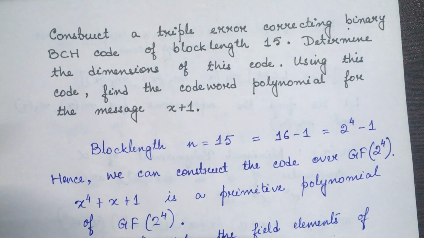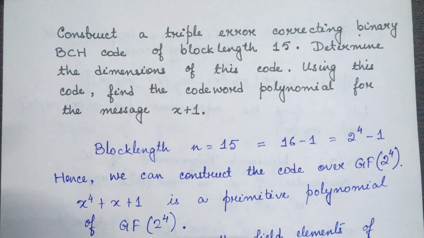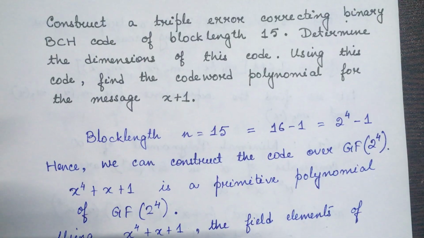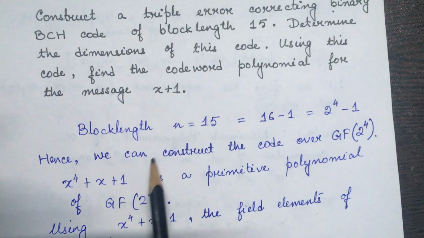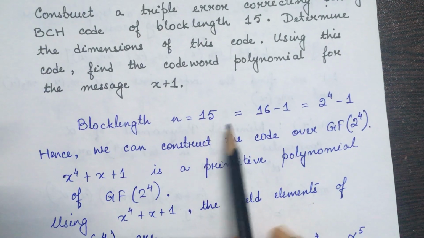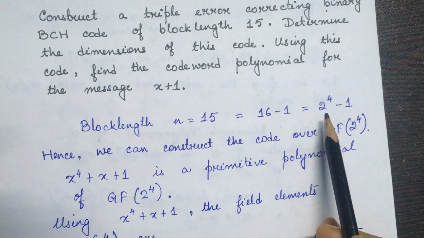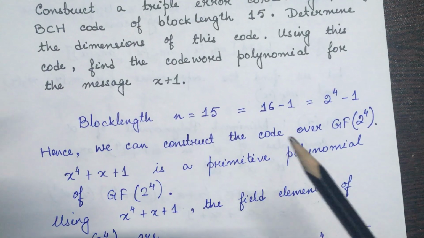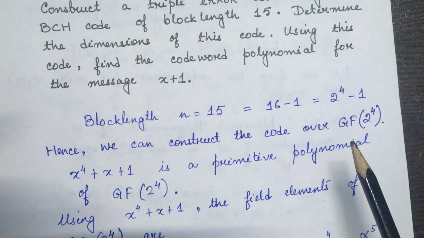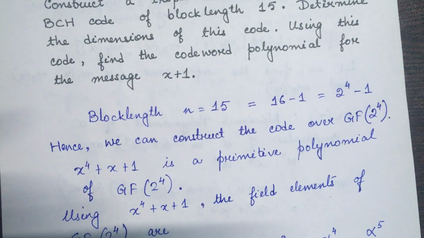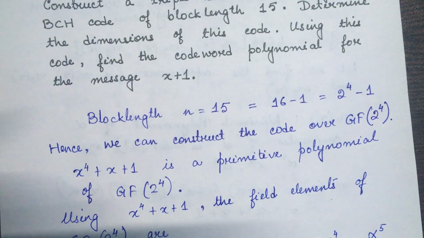So let us first try to find out the generator polynomial of this triple error correcting binary code of block length 15. Since the block length is given as 15, now 15 can be written as 16 minus 1, which is 2 to the power 4 minus 1. So we have to construct this code over GF 2 to the power 4. For that we first require the field elements of GF 2 to the power 4.